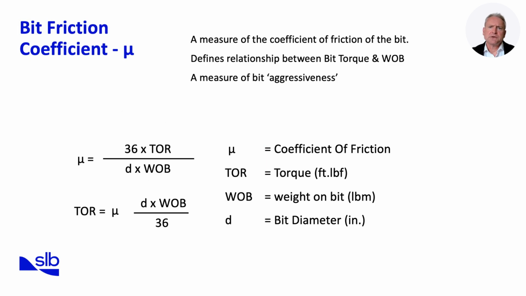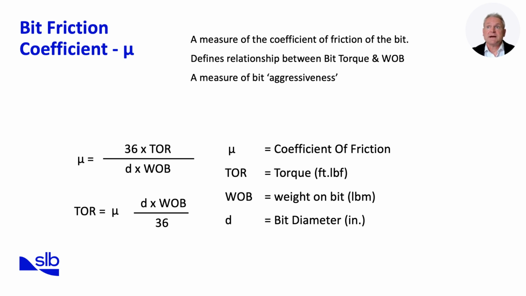The bit friction coefficient, symbolized by the Greek letter mu, provides a way to quantify the aggressiveness of the bit. It is defined by the relationship between torque and weight on bit. Mathematically, it is expressed as mu equals 36 times torque, divided by the product of bit diameter and weight on bit. In simpler terms, mu tells us how much torque is being generated for a given bit load. A higher mu means the bit is cutting more aggressively into the formation, while a lower mu suggests the bit is sliding or scraping without effective cutting.